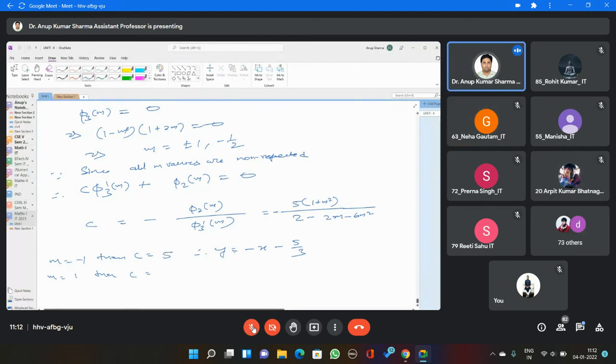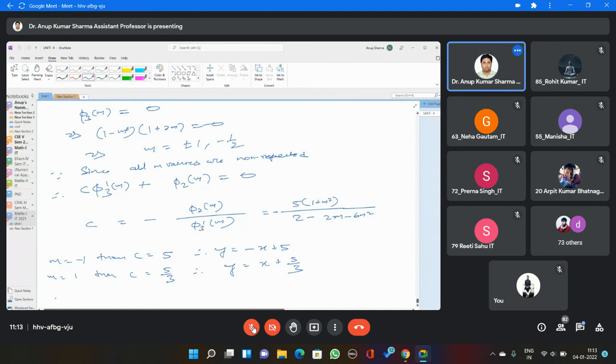Okay, C is equal to 5. So Y is equal to minus X plus 5. Fine. Okay, m is equal to 1, then C is equal to 5 by 3. Therefore, it is easy to write Y is equal to mx, that is, Y is equal to X plus 5 by 3.